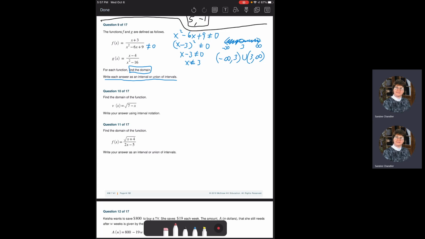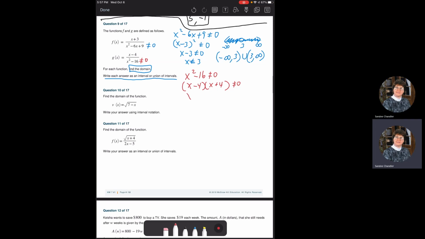Second one is g of x equals numerator is x minus 4, denominator is x squared minus 16. So again, we're just going to set that denominator not equal to 0. So x squared minus 16 not equal to 0. There's two ways to do this. You can factor it, right? Difference of squares. X minus 4, x plus 4 not equal to 0. You could add the 16 to both sides and take the square root property. It's your choice. Get the same answer at the end.